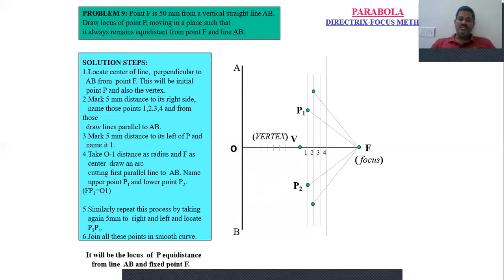And similarly, with O4 as radius with F as center, intersect this fourth vertical line at two locations, 5 and 6 like this, and similarly proceed further to get a curve. This curve is called the parabola.